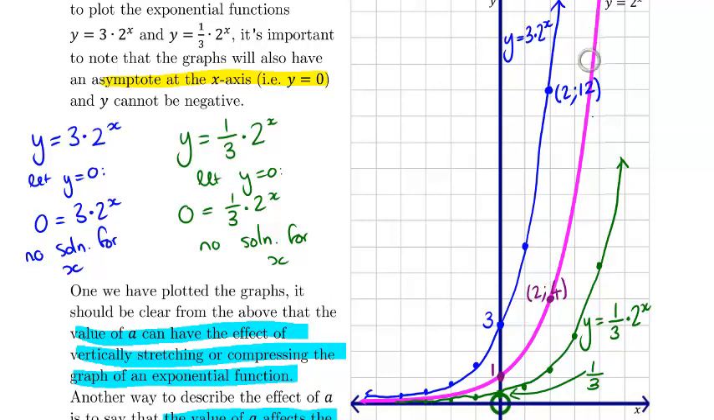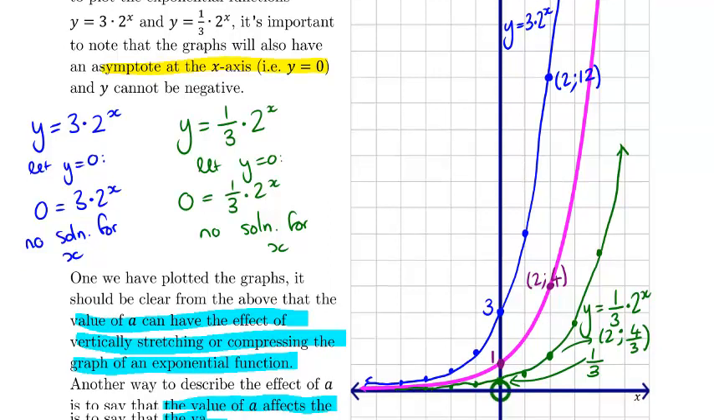So it's like someone grabbed the purple graph, y equals 2 to the x, and stretched it up, okay? Whereas in our other new function, y equals 1 over 3 times 2 to the x, this point over here would be the point x is equal to 2 and y is equal to 4 over 3. In other words, 1.3 recurring. So someone took the purple graph, y equals 2 to the x, and squished it down to be 3 times closer to the x-axis. Squished it, compressed it down like that. Okay? And that's only one way that you can think of the value of a as affecting a graph.